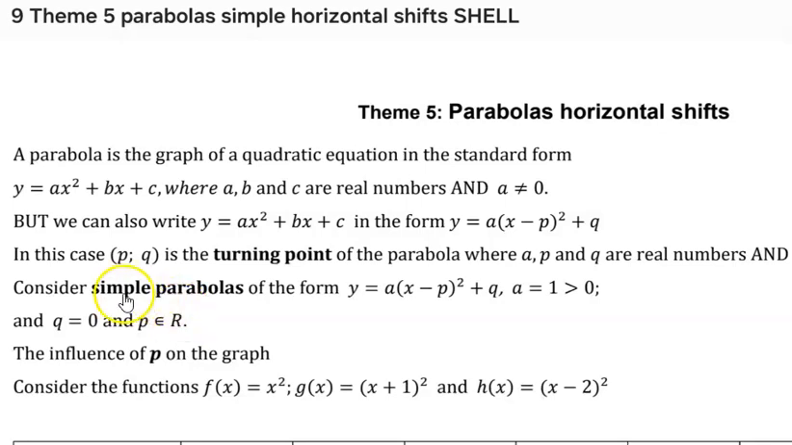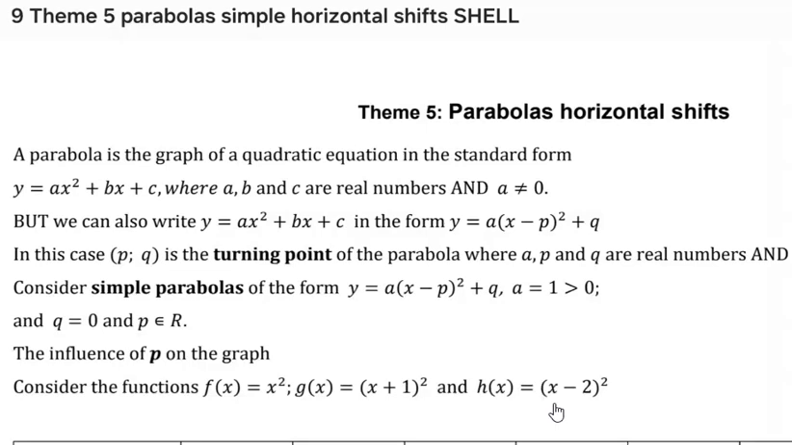So we're going to consider simple parabolas in this form, but we're going to take a equal to 1, which is positive, and we're going to take q equal to 0. So we're not going to deal with vertical shifts as well. Consider three functions: f of x equal to x squared, the mother function, g of x equal to (x plus 1) squared, and h of x equal to (x minus 2) squared.